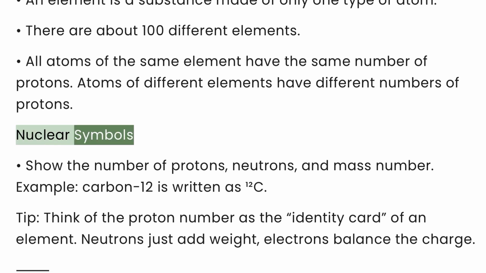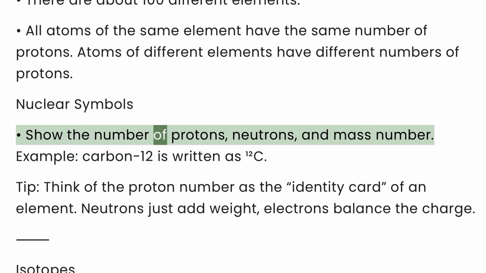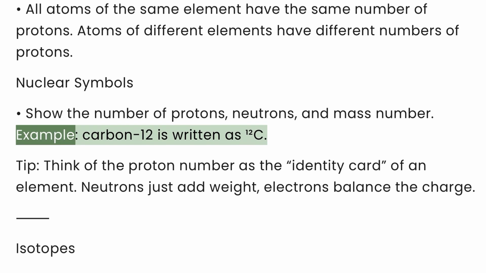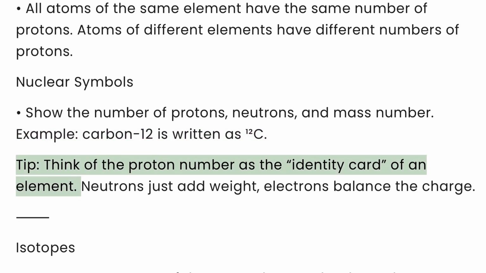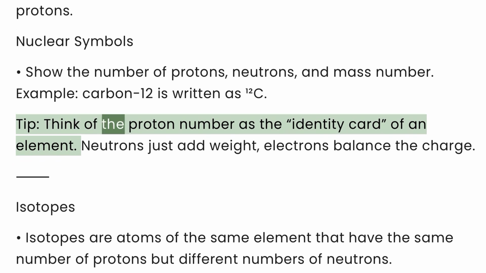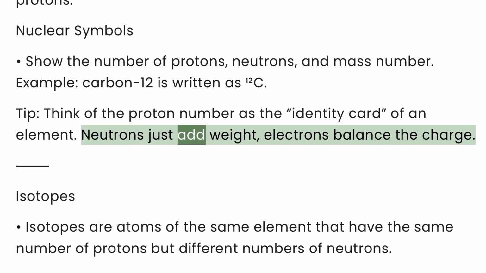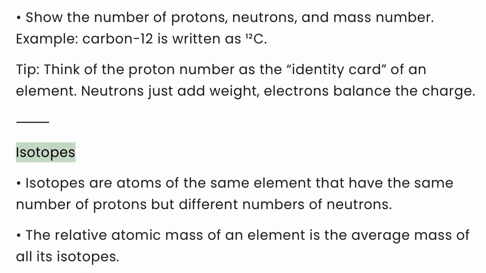Nuclear symbols show the number of protons, neutrons, and mass number. Example: carbon-12 is written as 12C. Tip: think of the proton number as the identity card of an element. Neutrons just add weight, electrons balance the charge.